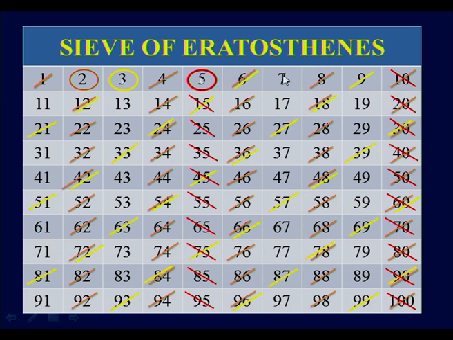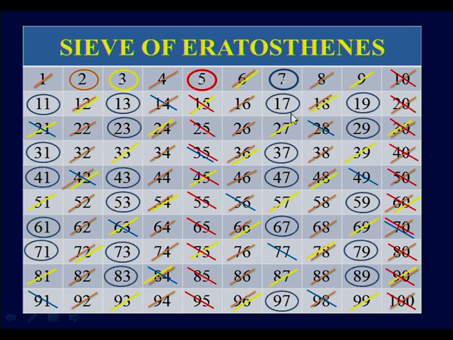Next prime number as we already learnt, it is 7. So, we will strike off all the multiples of 7. 7 2s are 14, 7 3s are 21 and so on. So, the remaining numbers as you see here, 11, 13, 17, 19, 23, 29, all these numbers which are encircled here up to 97 are called prime numbers.